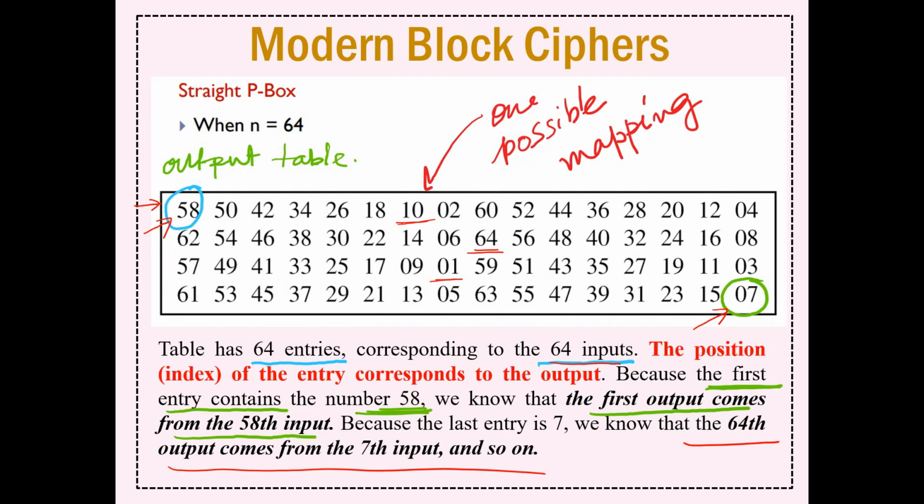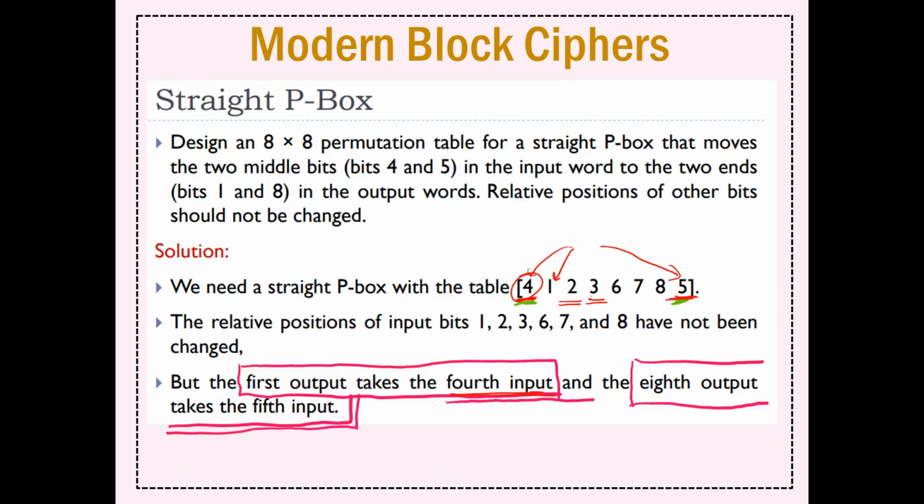The first output will be mapped to input 58. In the same way, you can see the first output will be the fourth input. Now the fourth input can have a 1 or 0 bit pattern, something will come in, and based on that, it will be calculated. Okay, so this is about the first part.